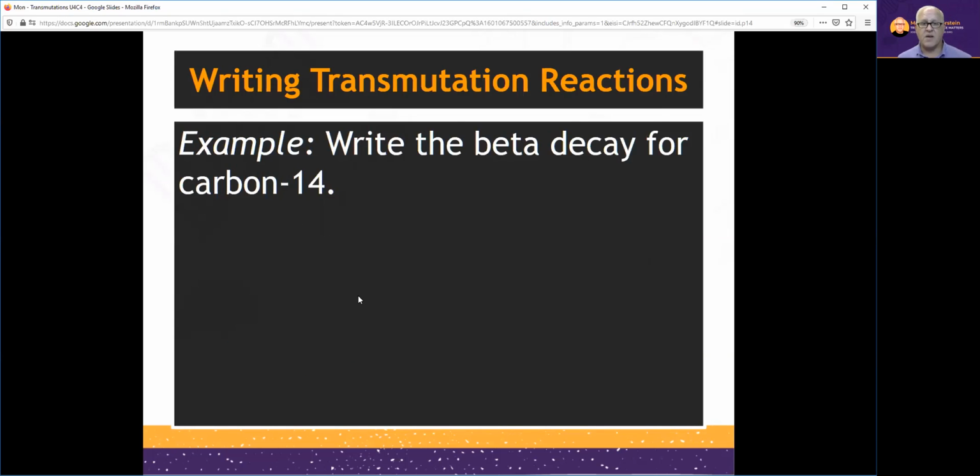Now let's do another example. We're going to look to write the beta decay for carbon-14. So we have carbon-14, and we do a beta decay, which adds one proton by removing an electron, so you end up with nitrogen-14. Let's look at that again. Got a beta particle, becomes nitrogen-14.